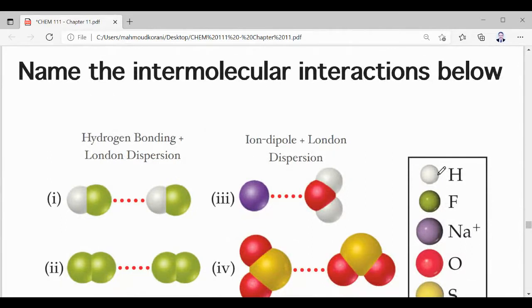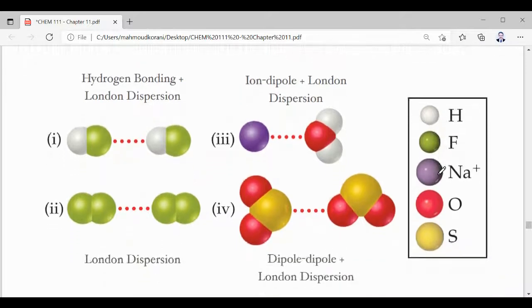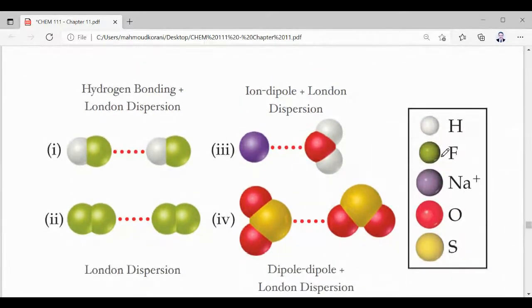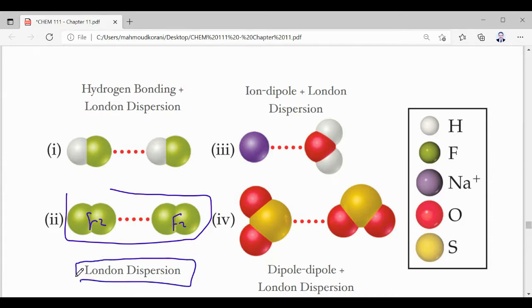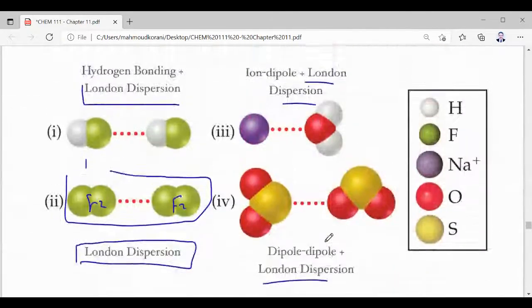Name the intermolecular interactions below. Here I'm giving a chart. The white one is hydrogen, fluorine, sodium, and so on. If you look at this one, for example, this is fluorine, F2. It's a non-polar compound, so if it's non-polar, the only intermolecular forces are London force. And we have agreed together that London forces are found in all compounds.